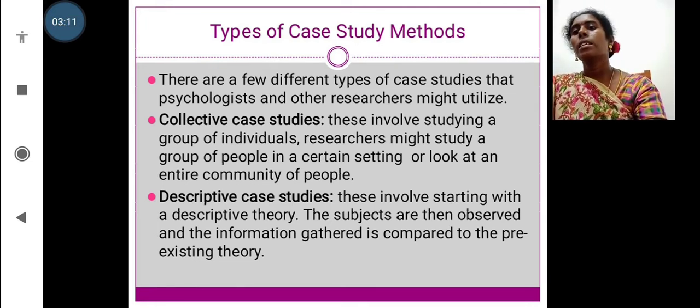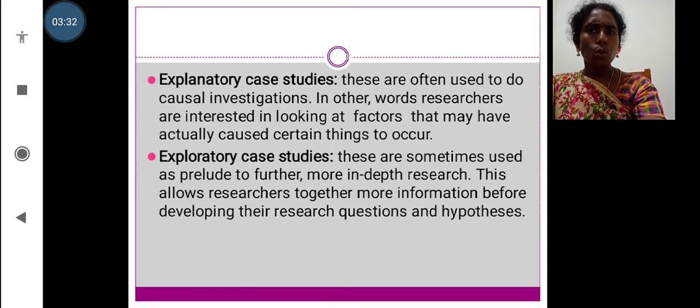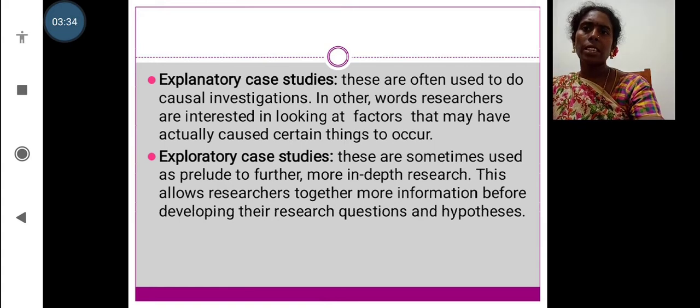Next one is descriptive case studies. This involves starting with a descriptive theory. The subjects are then observed and the information gathered is compared to the pre-existing theory. Next one is explanatory case studies. These are often used to do causal investigations. In other words, researchers are interested in looking at factors that may have actually caused certain things to occur.